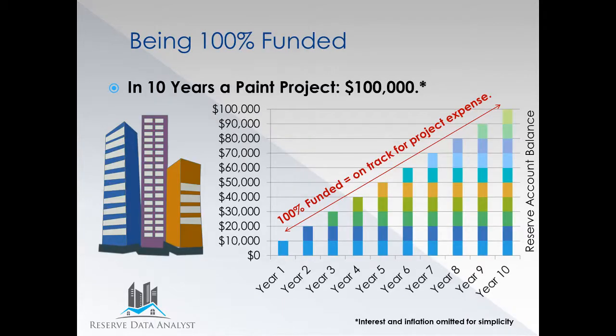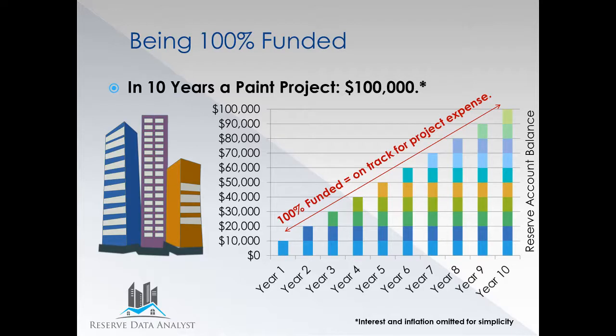So let's look here at an organization that is 100% funded each and every year for the 10-year period. As you can see here, at the end of year one, they have deposited $10,000 in their reserve account. At the end of year two, they have deposited an additional $10,000. So now they have a total of $20,000. At the end of year three, they've deposited an additional $10,000. So now they have $30,000. So on and so forth.